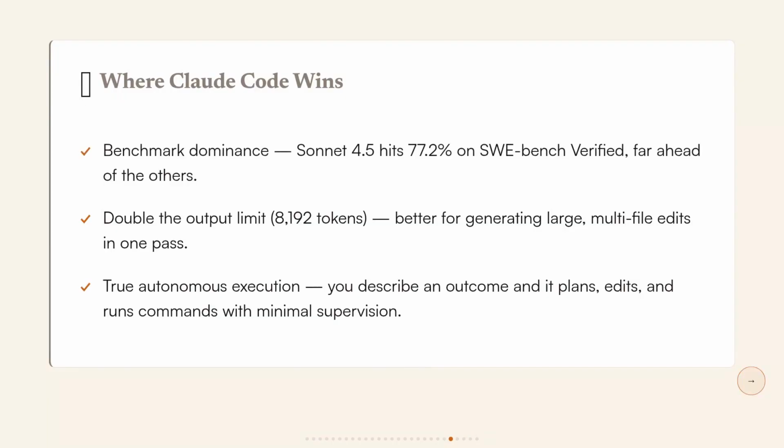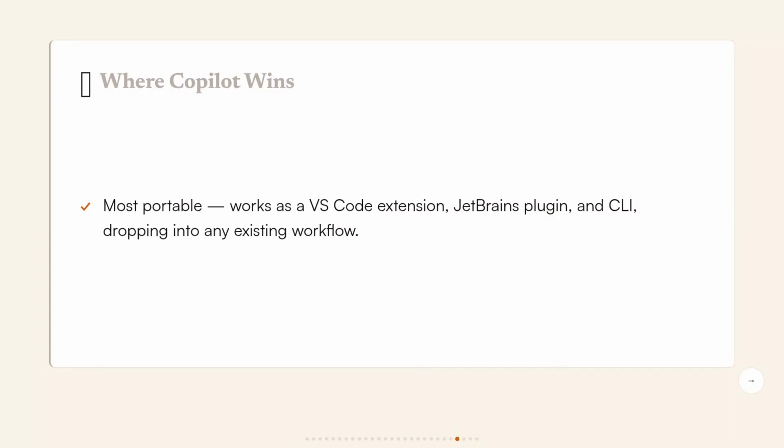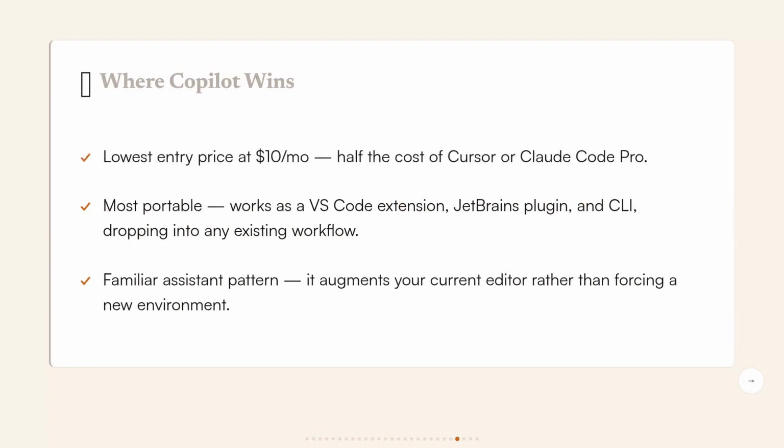Copilot wins on 3 things. The cheapest entry at $10 a month Pro, half the price of the other two. The most portable deployment, VS Code, JetBrains, and CLI, so it fits into your existing setup without switching editors. And the lowest barrier to adoption if you're already a GitHub user, because it's already in your workflow.